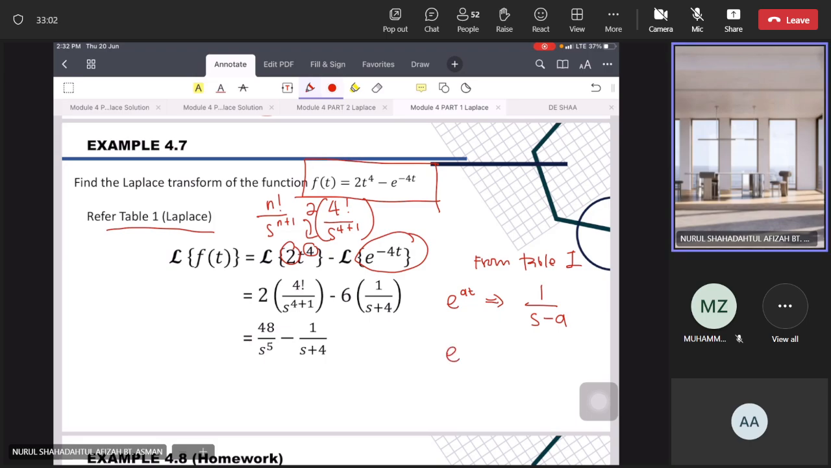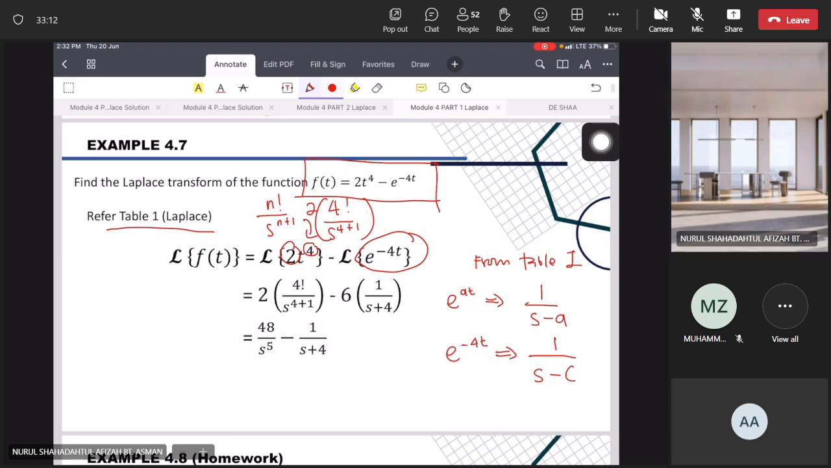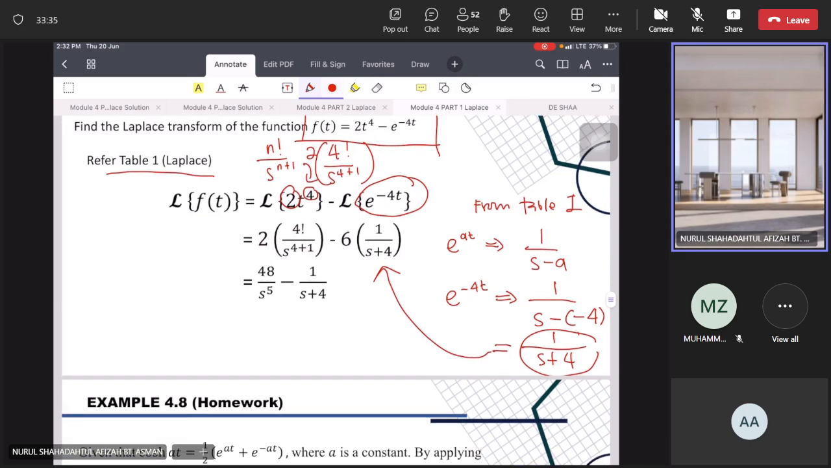So if your T, then your a is negative 4. That's why you have s plus 4. Just this one. You bring it to here. And then just by using a calculator, you'll get this answer.